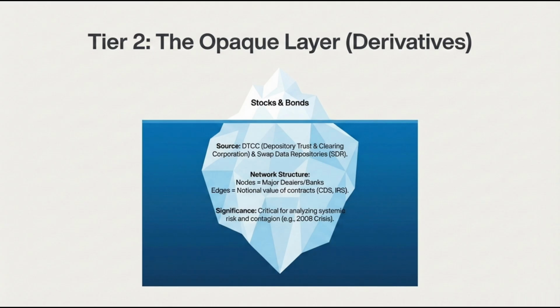Here we reach one of the most difficult data domains in finance: derivatives. The iceberg metaphor on this slide is perfect. Above the waterline are stocks and bonds, which are more visible and easier to track. Below the surface is the opaque layer of derivatives, where much of the true notional exposure may be hidden from easy observation. The slide names DTCC and swap data repositories as key sources.